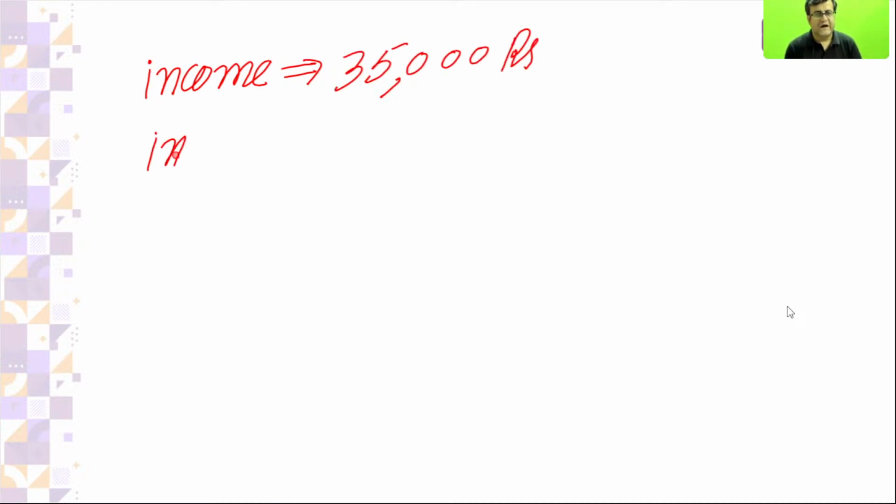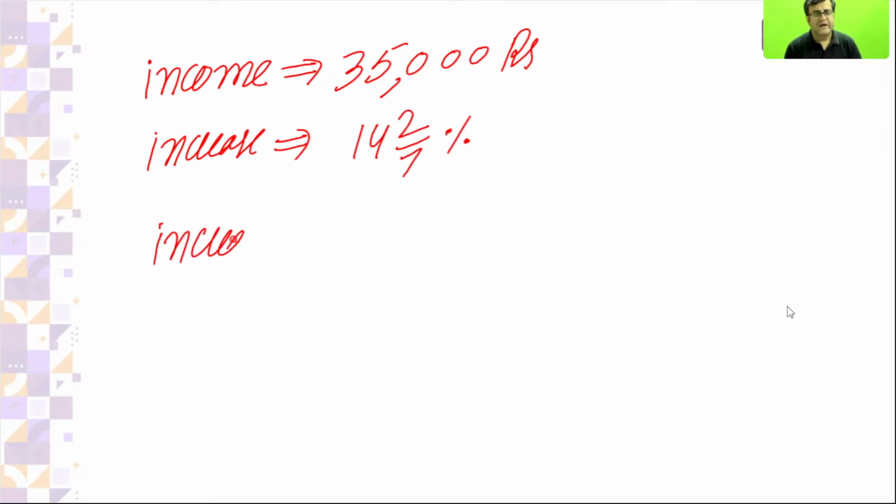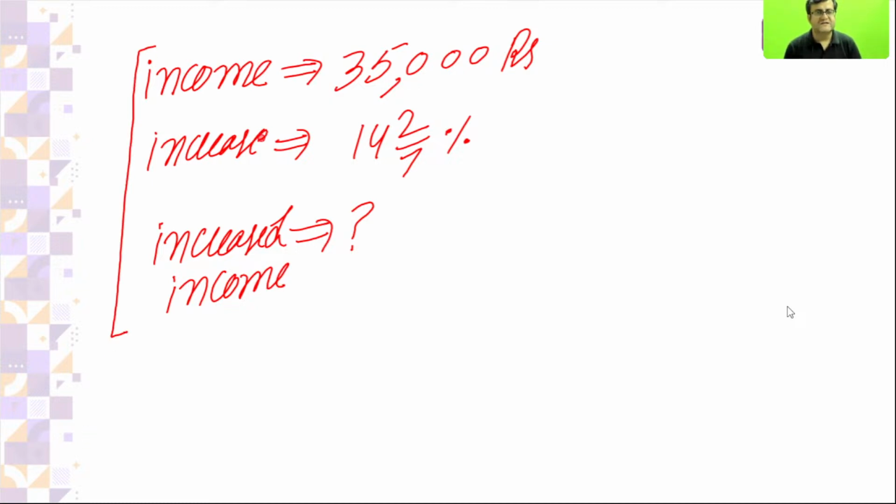I'm taking more examples, don't worry. If the income of a person is 35,000 rupees, and the income increases by 14 2/7%, find the increased income. Tell me fast. Income is 35,000, increase by 14 2/7%, find the increased income.